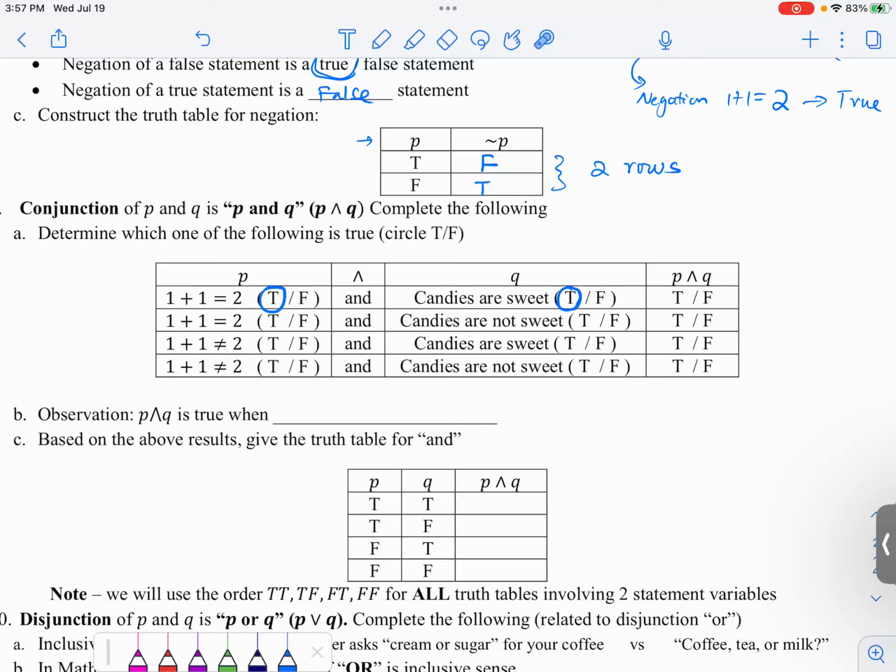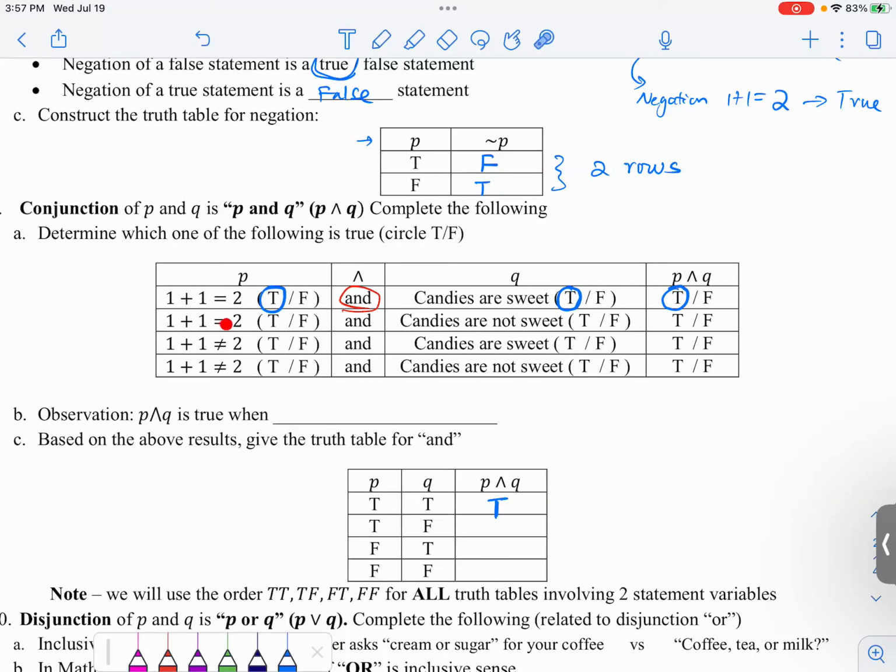So if I say 1 plus 1 is 2, and at the same time, candies are sweet, what's your take on this whole sentence? The whole sentence, because both are true at the same time, right? They're both true, so we will consider that as a true statement. So that means if you begin with a true statement and another true statement, P and Q should be a true statement.